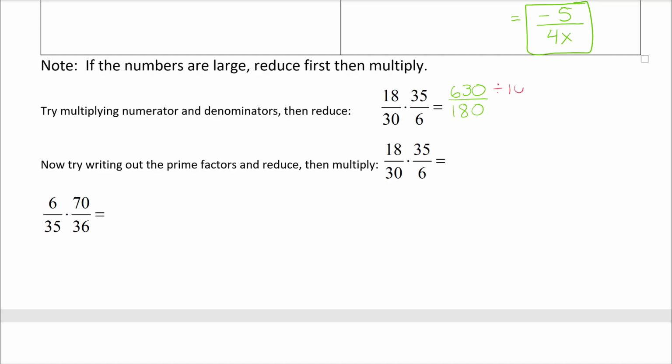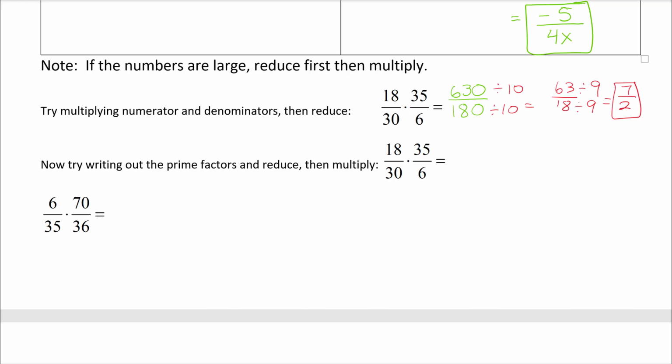Now I could reduce by, I'm going to first divide by 10, because I can divide by 10 really easily and get 63 over 18. Then I can divide again by what it looks like 9, and that gets me 7 over 2. So that is my answer, 7/2. But I had to go through really, really big numbers.